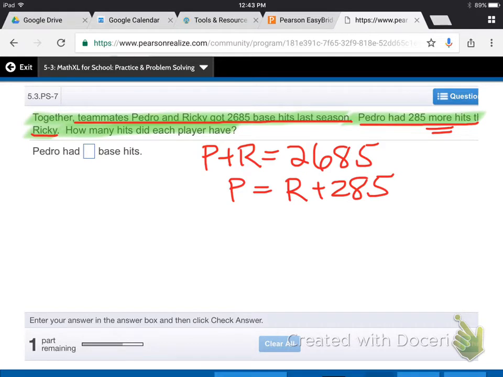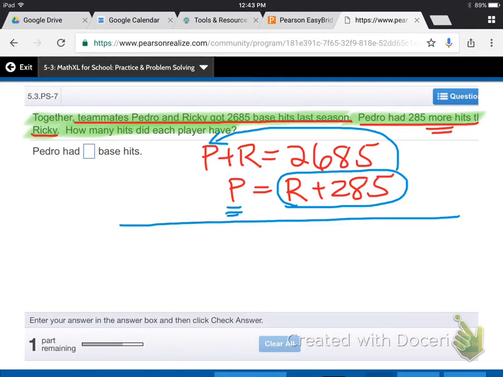Now this is the tricky part. It's not really that tricky, you just have to pay attention. Since P equals all of this stuff, we are going to take all of this stuff inside the circle and substitute it in the other equation. Instead of P, we're going to put R plus 285. So this is what the new equation looks like. We're going to write down this equation, but we're going to use the substituted part, R plus 285. So instead of writing P down right here, we are going to write down R plus 285.